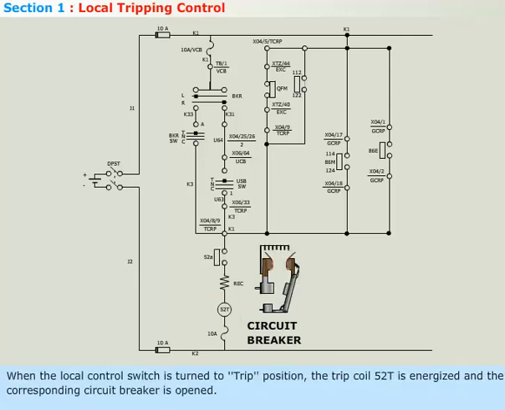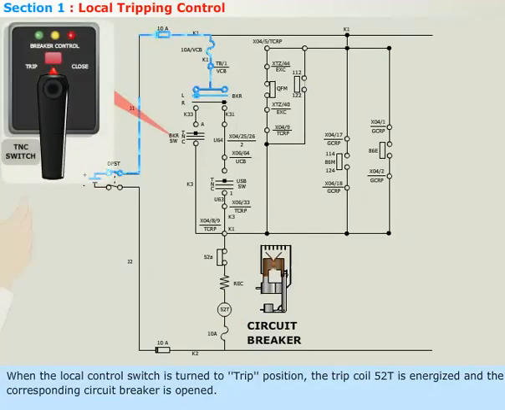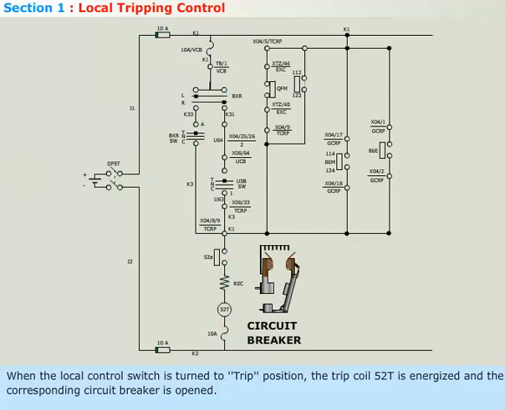When the local control switch is turned to trip position, the trip coil 52T is energized and the corresponding circuit breaker is opened.